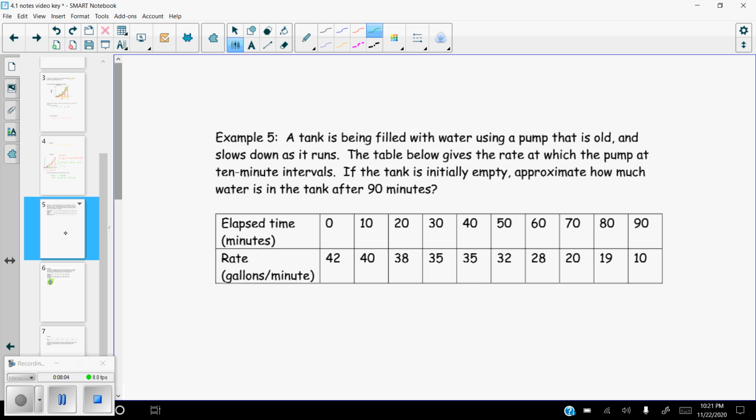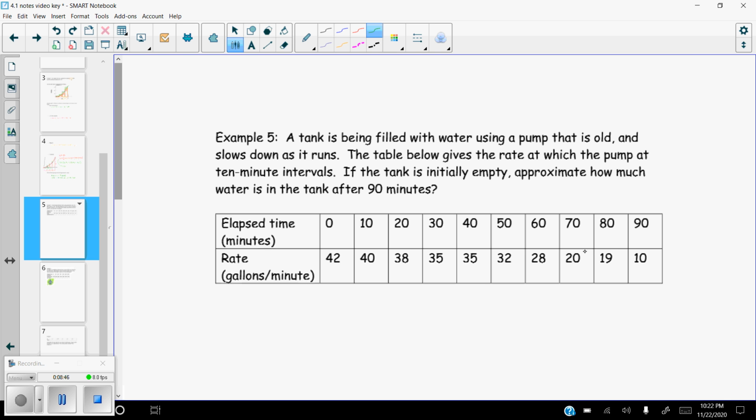What you should be able to see is the rate of change is slowing down as it goes from left to right as the time gets bigger. If the tank is initially empty, so we're starting off with nothing, approximate how much water is in the tank after 90 minutes. So the general idea is, if we want to figure out how much water has actually been pumped into this tank, we need to approximate it using our 4 different methods. We have a left hand, a right hand, a midpoint, and a trapezoid.